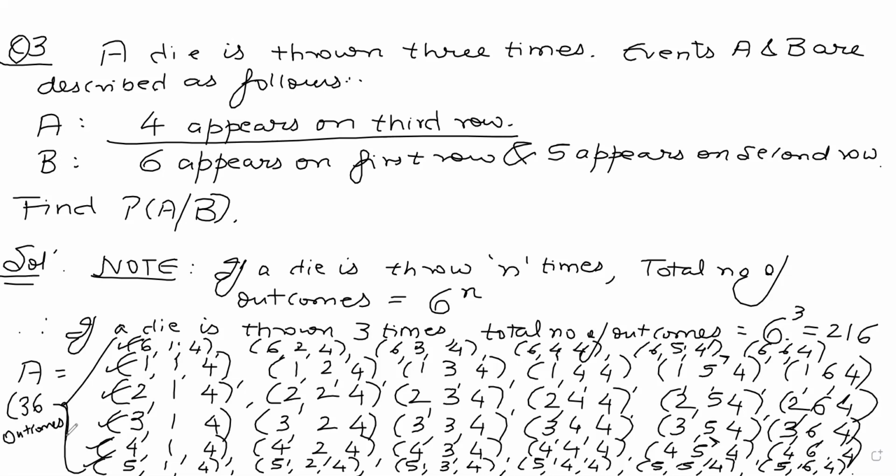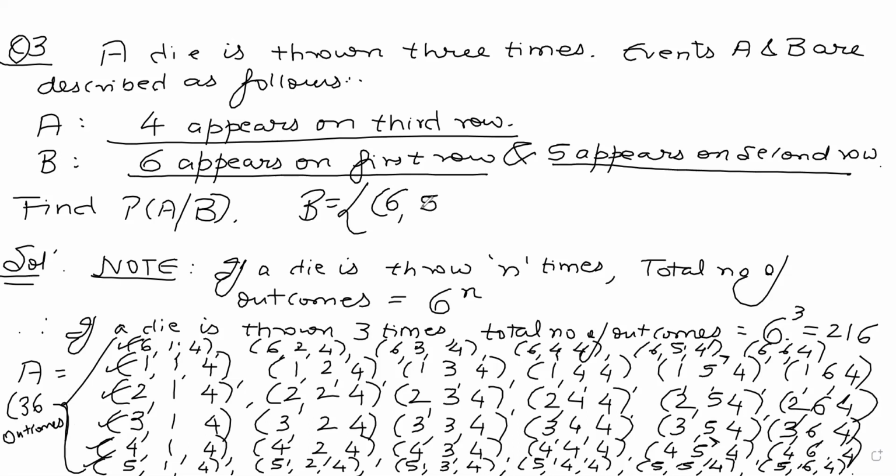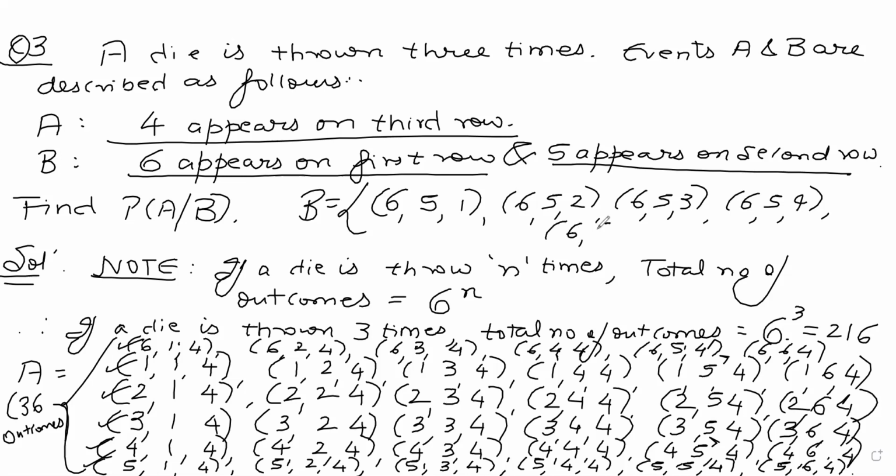Now let's look at B. 6 appears on the first row and 5 appears on the second row. So if I write B, 6 should appear in the first row and 5 should appear in the second. So 651, 652, 653, 654, 655, 656. Again, B has how many outcomes? 1, 2, 3, 4, 5, 6. B has 6 outcomes.